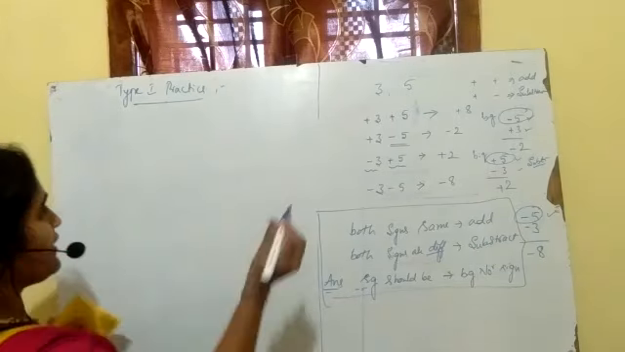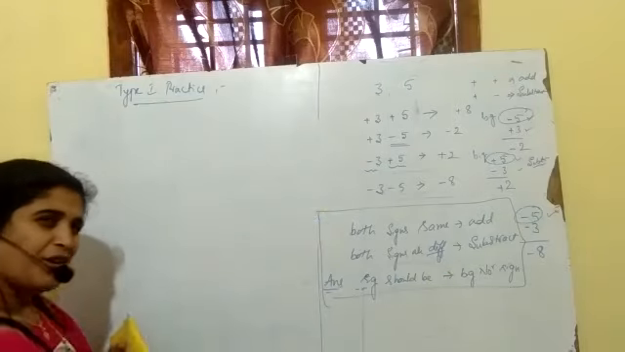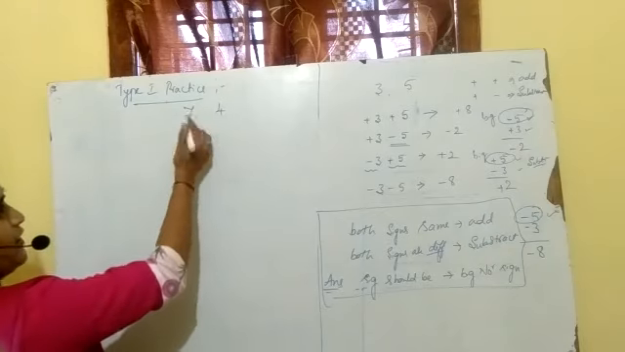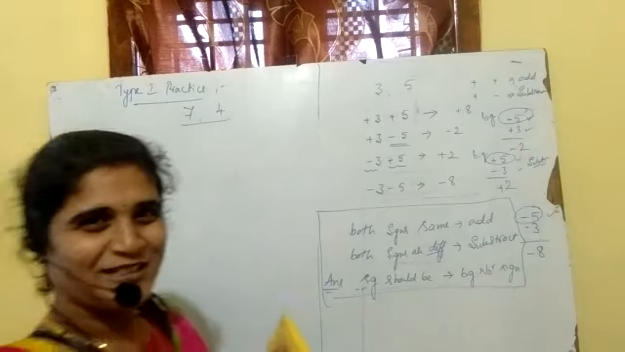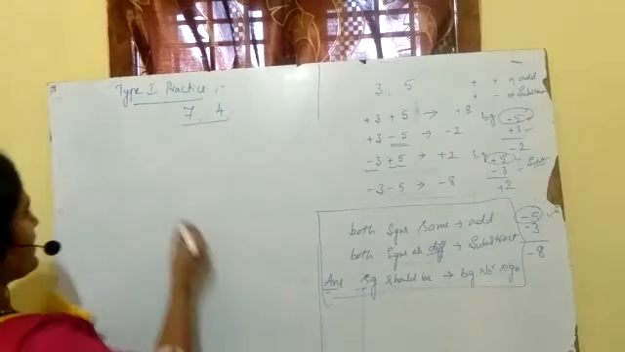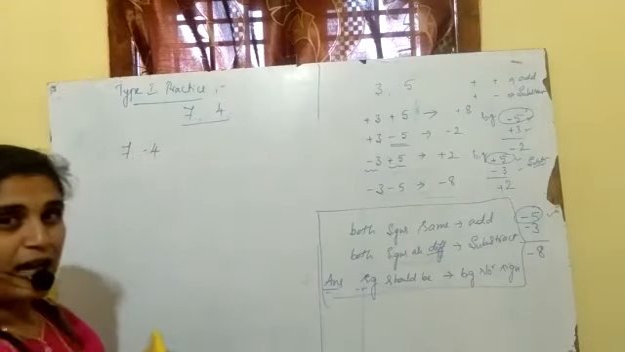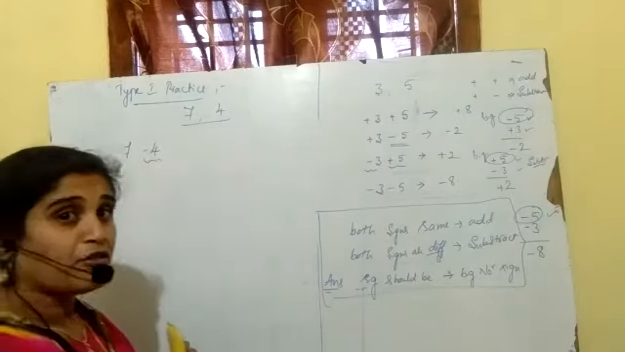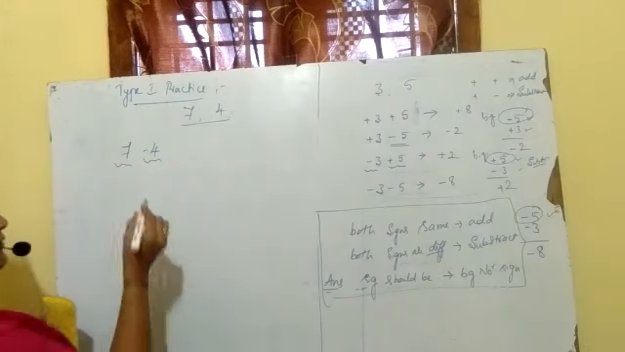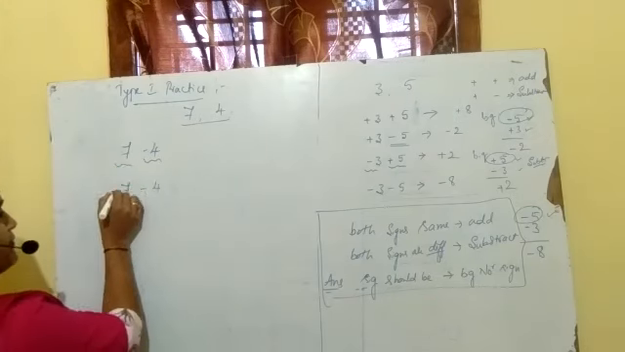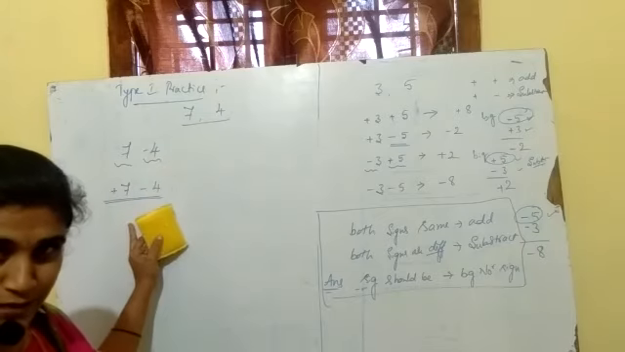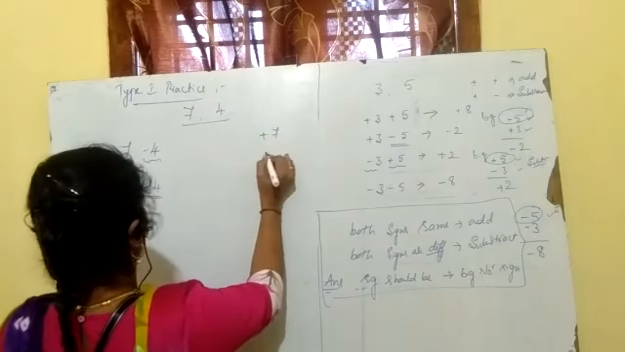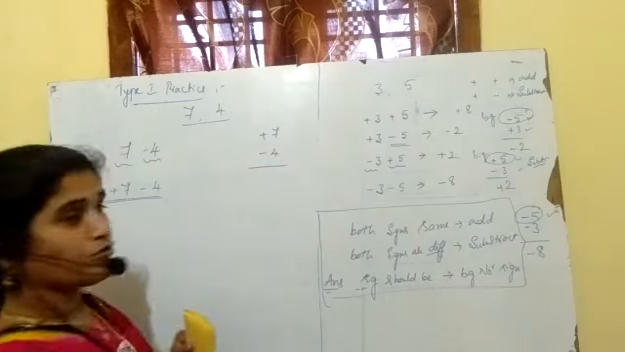For first practice, you take 2 numbers. I have taken 3, 5. You can take any number, 4 and 7. You can write any number. Even 7 minus 4. I have written a sign of 4, but I have not written the sign of 7. What you will do? If no sign is written, understand that it is plus 7 and minus 4. That is why I have to write plus 7 and minus 4. What I have to do?